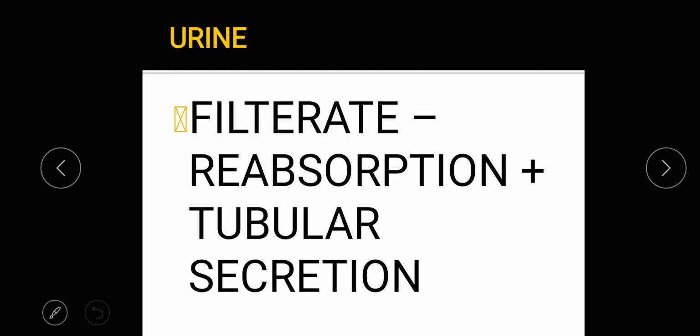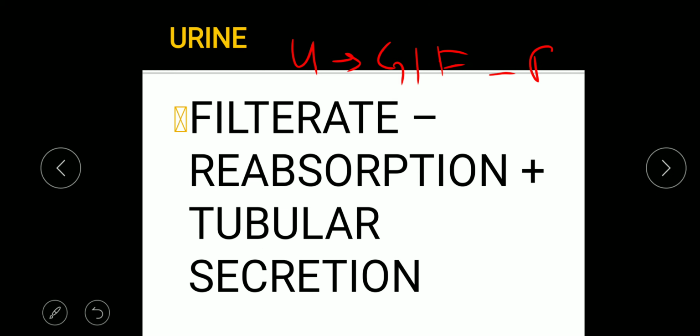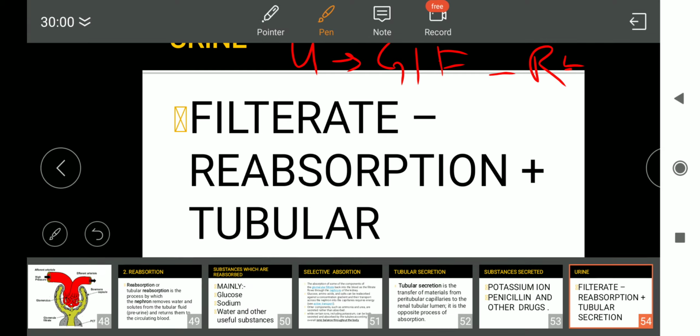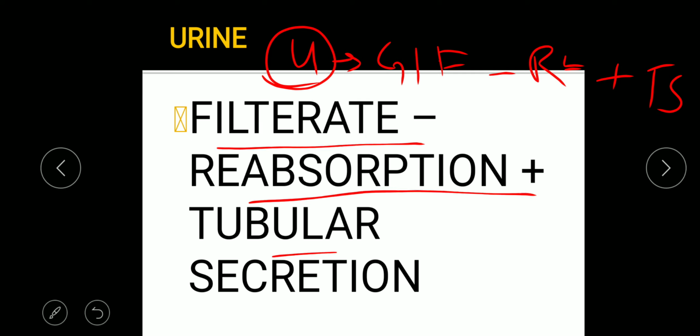Then what is urine? Filtrate is obtained by the process of ultrafiltration. From this glomerular filtrate, we remove the substances which need to be reabsorbed, and then we add certain substances which need to be removed, by tubular secretion. Whatever is left is known as urine. So urine is filtrate minus reabsorption plus tubular secretion. I have written it in this format to help you understand.